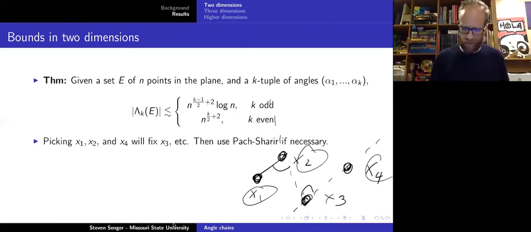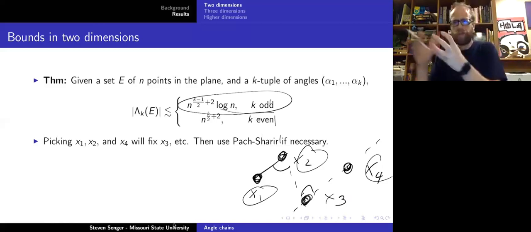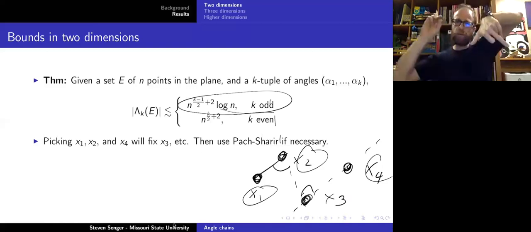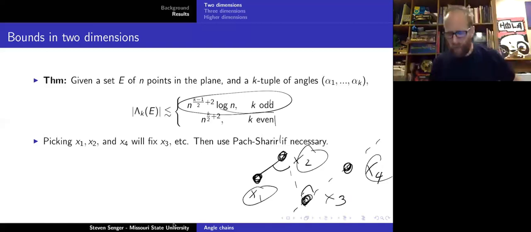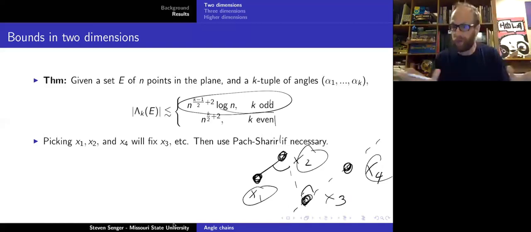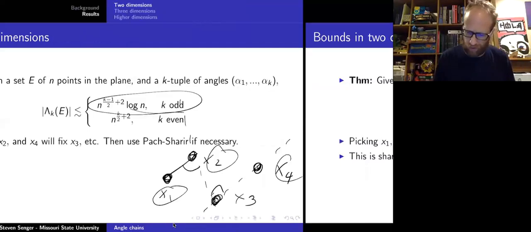Now that gives us n cubed in the case of k equals 2. But when k is odd, we're still going to need to use that Pach-Sharir. So we can essentially Lego brick these together. I can say I've got this many occurrences of angles, and if I fix an angle, that fixes these two points, so I can skip and fix the next point. You don't have to see the whole picture, but it's fairly straightforward for two dimensions.